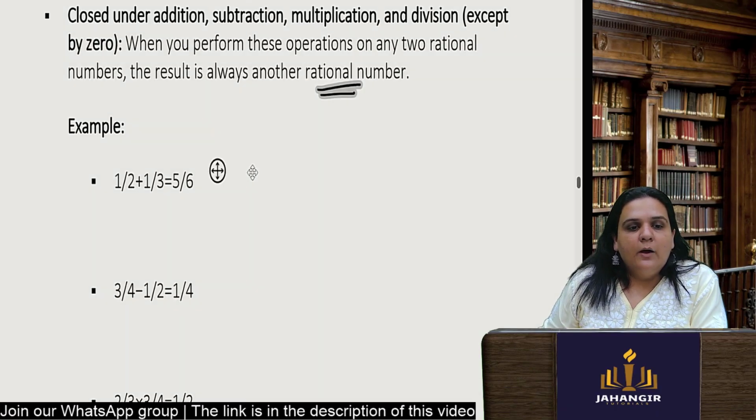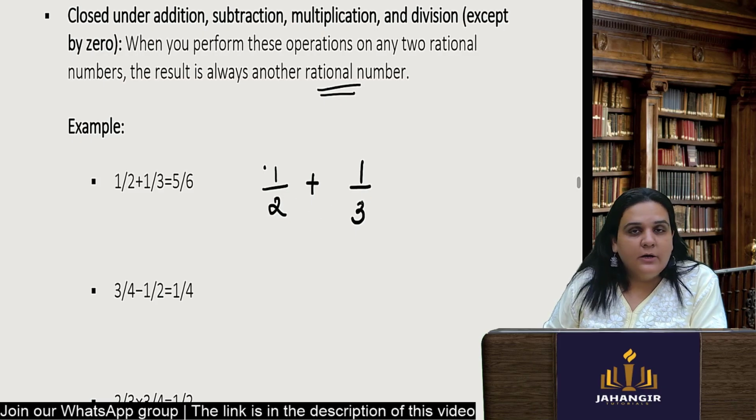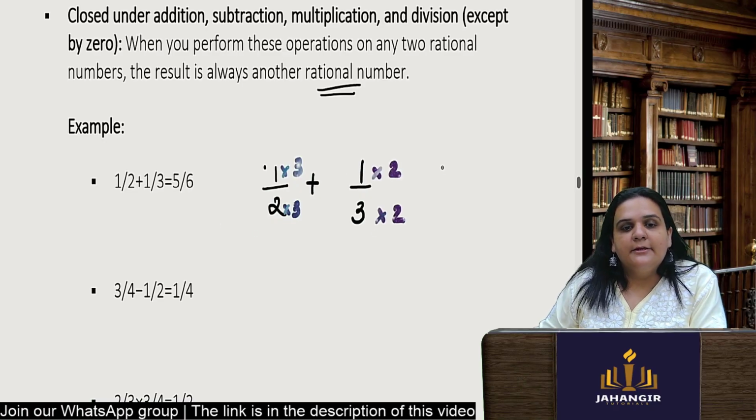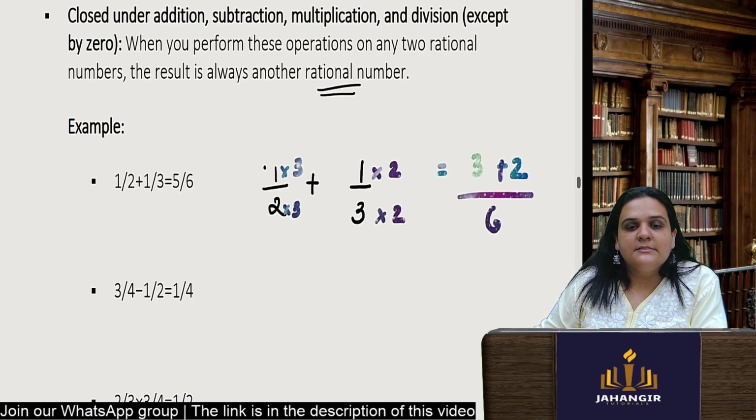1 upon 3 plus 1 upon 2. I am doing addition of two rational numbers. Whenever I do addition and the denominator is not the same, what will I have to do? I have to make the denominator the same. Multiply this by 3 and multiply this numerator also, so this side by 3 and this side by 2. So I'll get 3 plus 2 upon 6. That will give me 5 upon 6 as an answer.